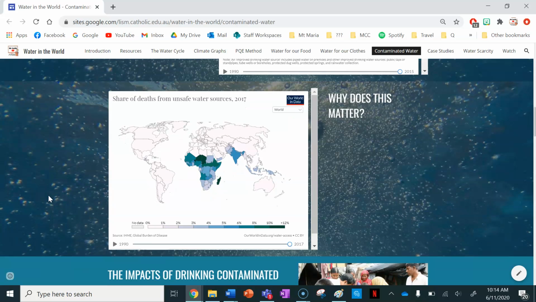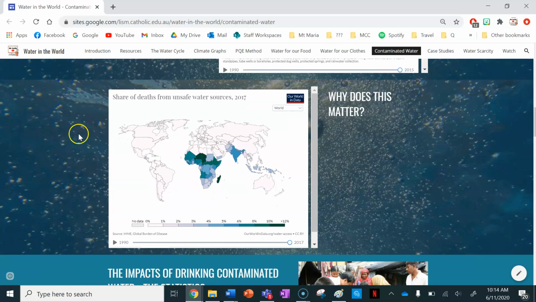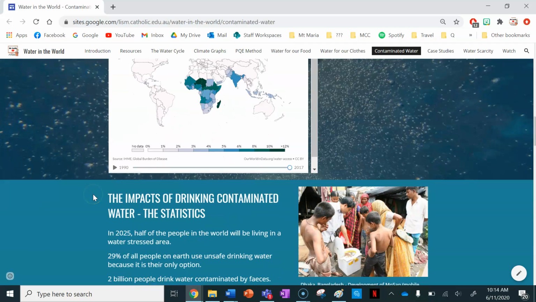Now, why does this matter? Let's have a look at this map here. It's a little darker. This is the share of deaths from unsafe water sources. So out of all the deaths in these countries, this is how many people die from drinking unsafe water. We can see in the Central African regions, it's quite high again. In Niger, 10.73% of all deaths are related to people drinking unsafe drinking water. In Chad, it's a bit higher at 14.45% of all deaths caused by unsafe drinking water. We can see it's quite high in Madagascar as well, and quite low here in Australia.